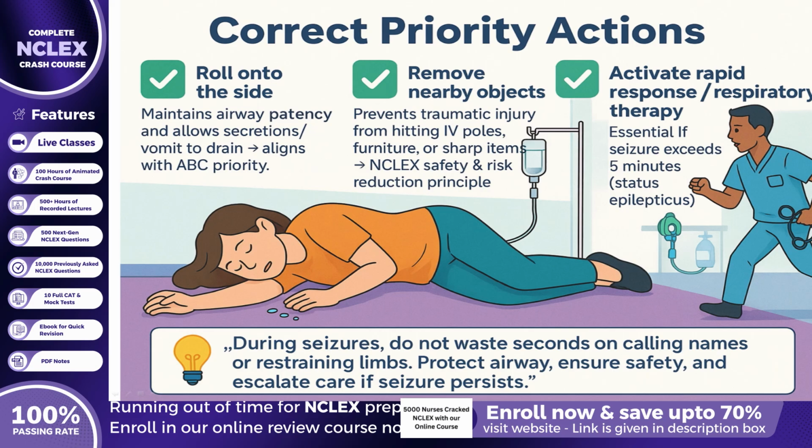Next, option 5, removing nearby objects, is correct because sharp or movable items like IV poles or furniture can cause traumatic injury if the client strikes them during convulsions. This follows NCLEX's safety and risk reduction principle.